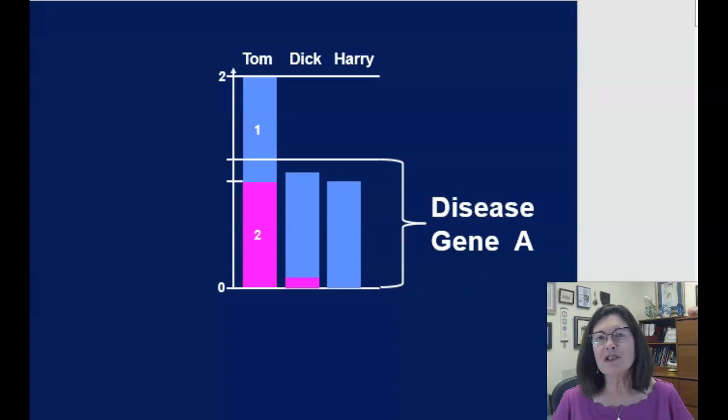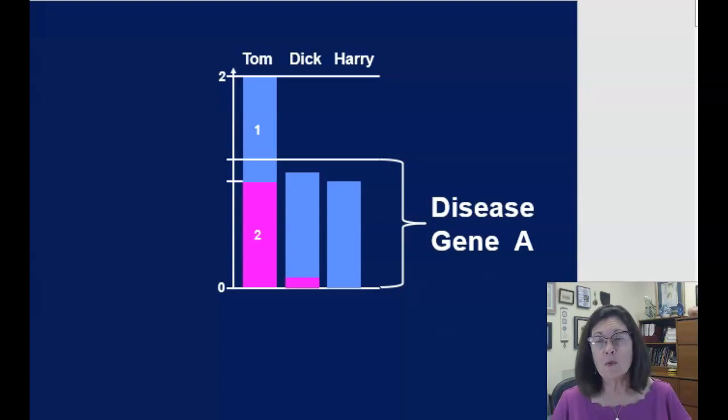But for disease gene A, if any one individual's total level of gene activity falls below this line within the bracket, you have disease caused by gene A. If you're above that, you're fine. So in this case, Dick has 2 copies of this gene A. One works perfectly fine. The other one, the pink one, copy 2, has a mutation. It is not working well. So Dick would have this disease.